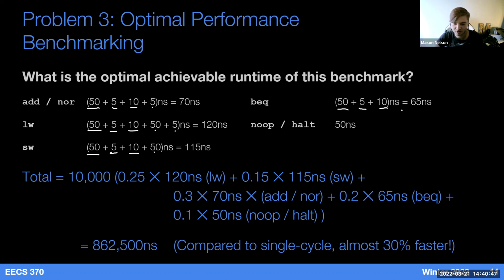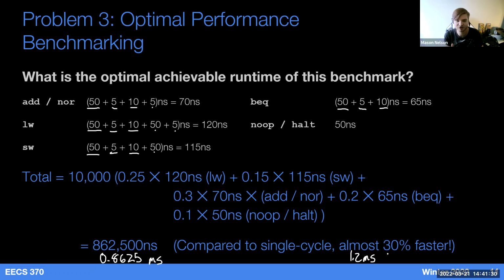So now we can do similar to what we did for the multi-cycle and just weight each of those runtimes by the percentage of instructions. So our 2500 LW instructions will take 120 nanoseconds. And then our 1500 SW will take 115 nanoseconds. And same for our add NORs and our BEQs and our NOPs and HALTs. And that will get us a total of about 0.8625 milliseconds, which is about 30% faster than the 1.2 milliseconds that we got on the single cycle. And it's less than half of the 2 milliseconds that we got for our multi-cycle.